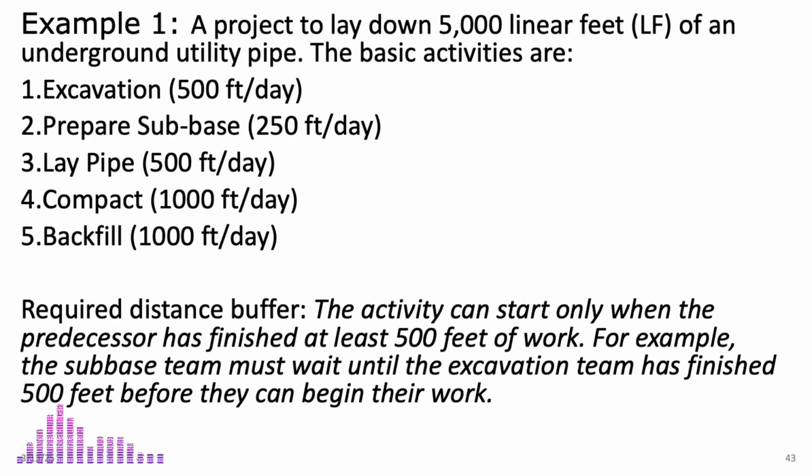In this scenario, you're managing a project to install 5,000 linear feet of underground utility pipe. The work involves several sequential activities: excavation, subbase preparation, pipe laying, compaction, and backfilling. Each activity has a specific production rate, which is provided in parentheses. For instance, the excavation crew can complete 500 feet per day, while the subbase team works at a slightly slower rate of 250 feet per day. These production rates will be used to determine the slopes of the activity lines when developing the linear schedule.